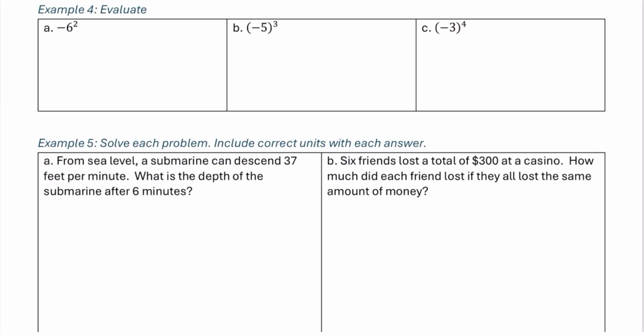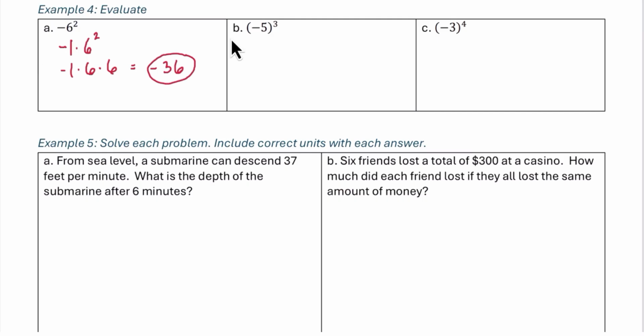Let's evaluate negative 6 squared. Notice that we do not have parentheses around the negative sign, so we can think of this as negative 1 times 6 squared, which is negative 1 times 6 times 6. That will give us negative 36.